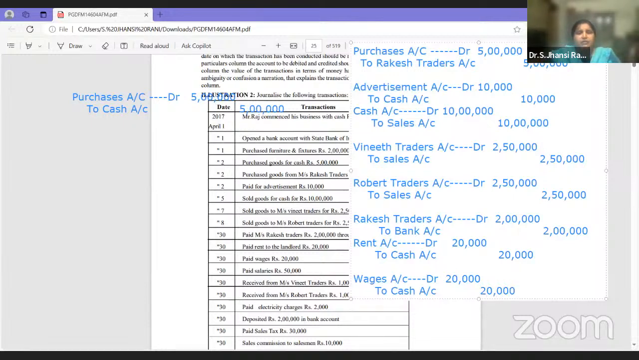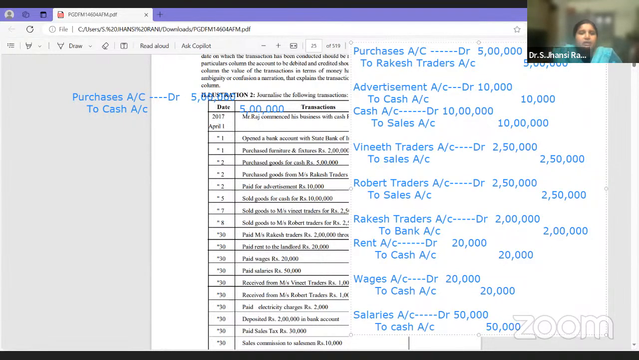Next, salaries. Salaries is also an expenditure to the business. Expenditures should all be debited. So salaries account debit, and the amount is 50,000. Whenever we are paying salaries, it is either through bank, that is through check, or cash. So I'll write here to cash account, and the amount is 50,000.